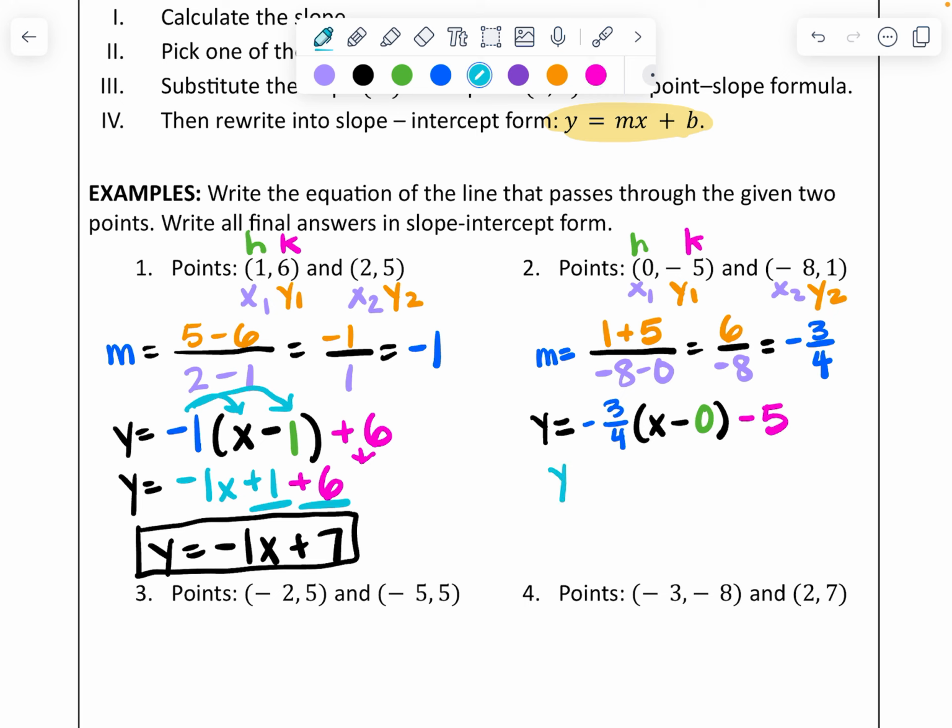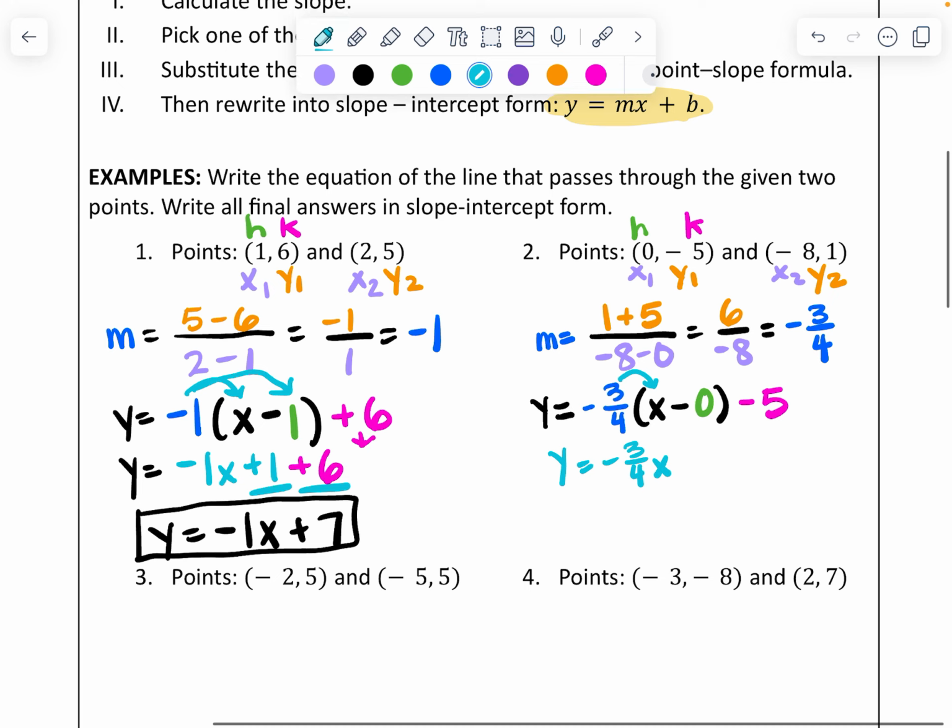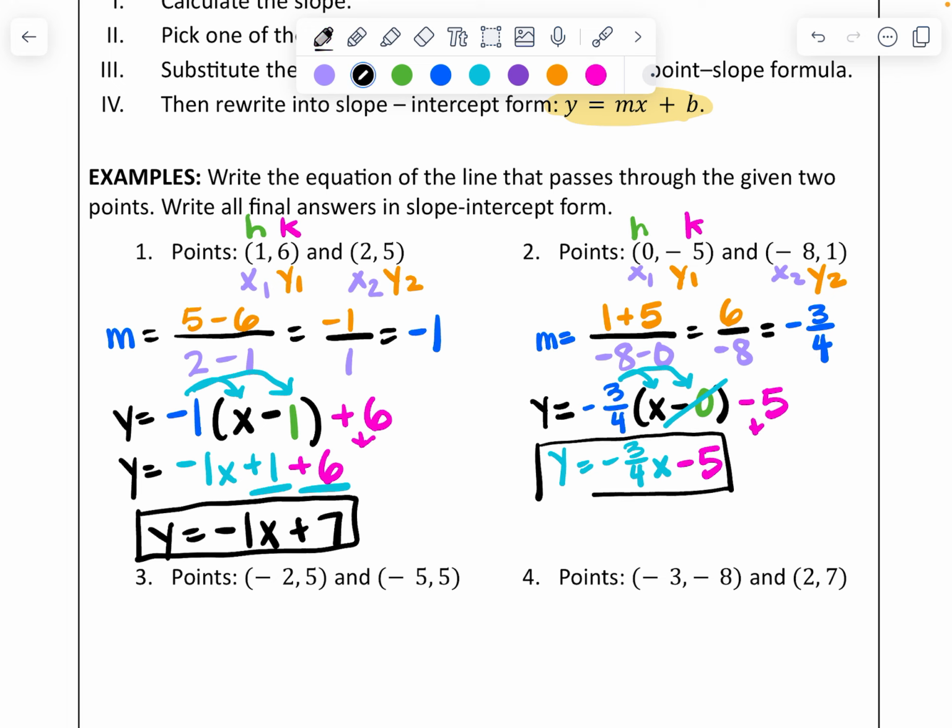So now I have y equals, multiply, negative 3 over 4x. Negative 3 over 4 times 0 is 0, so I don't need that. And I just bring down minus 5. And that's my final equation in slope-intercept form.